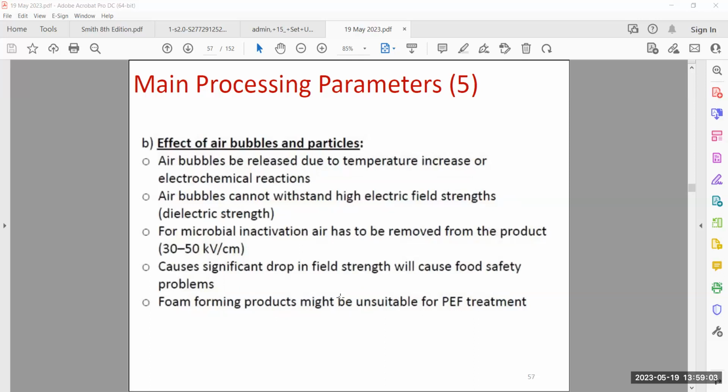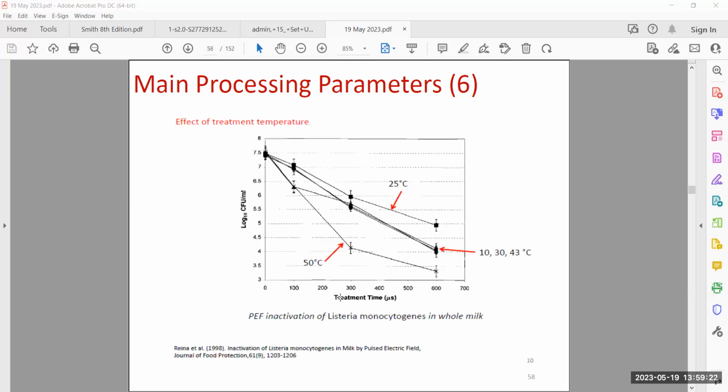Effect of air bubbles. Okay, you shouldn't have any air bubbles inside your electrode because the air bubbles cannot withstand the high field strength, and of course, sometimes that can cause a significant drop in the field strength that will cause food safety problems. Okay, so you see this is the treatment time for Listeria monocytogenes in whole milk. So you would see this one at 25 degrees C, this one at 50 degrees C. 50 degrees C is effective in killing the microorganism, but however, at about 25 degrees C is not so effective.